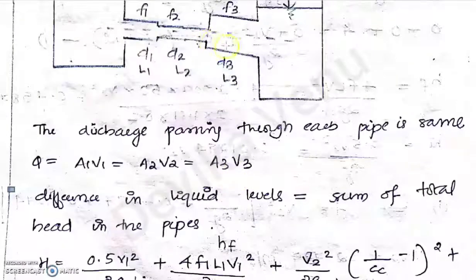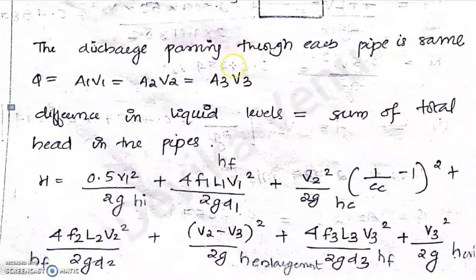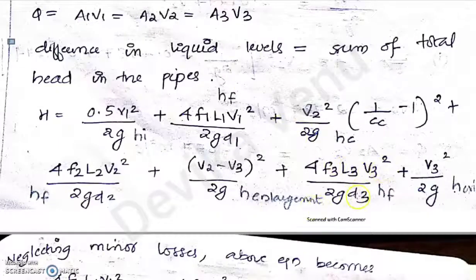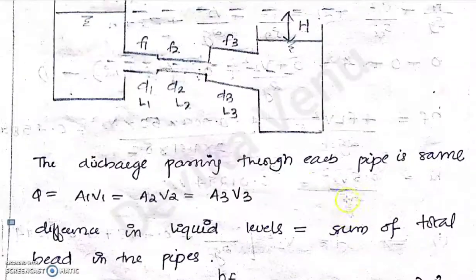The next one is the head loss due to pipeline 3, that is 4 F3 L3 V3 square by 2g D3. And the next one is, now it is finally arriving at the second tank. Its journey is finished, so it is the exit.